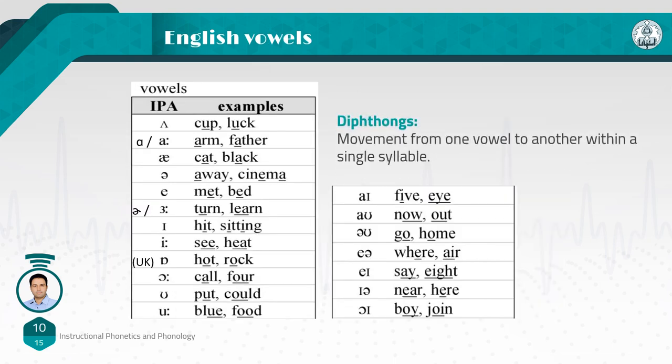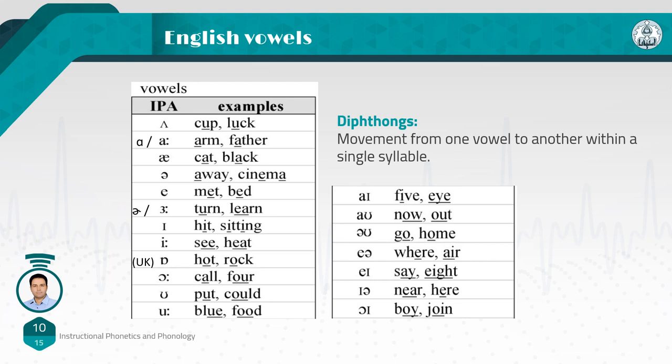In this slide, you can see the IPA symbols together with some examples, but all of them are English vowels on the left side. And the right side, you can see the diphthongs. Diphthongs are a combination of two vowels, movement, in fact, from one vowel to another within a single syllable.